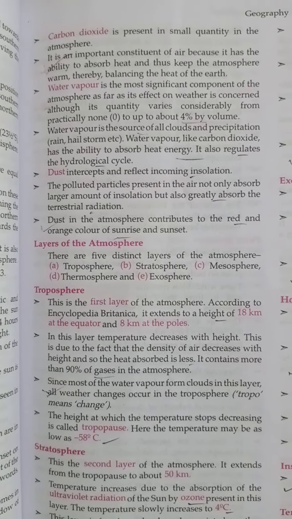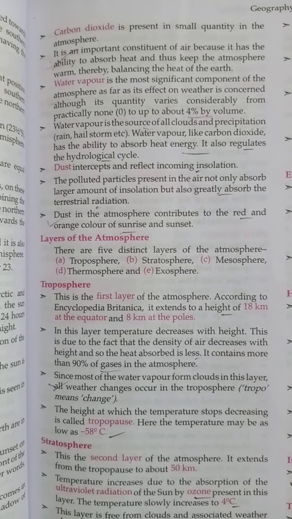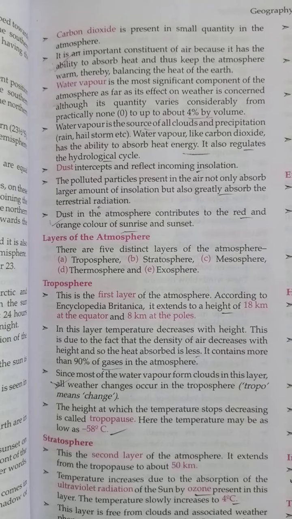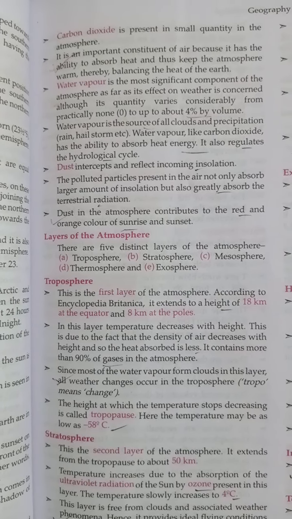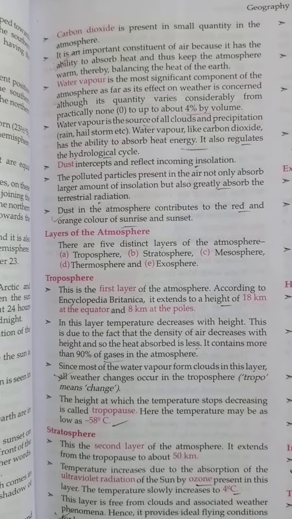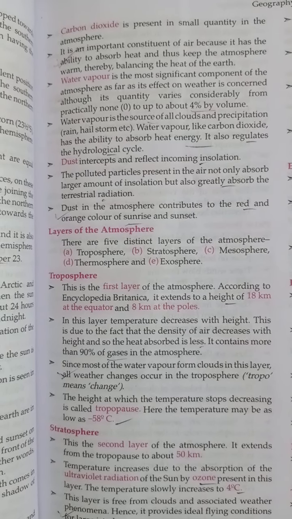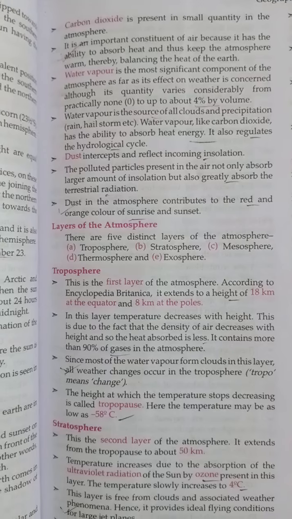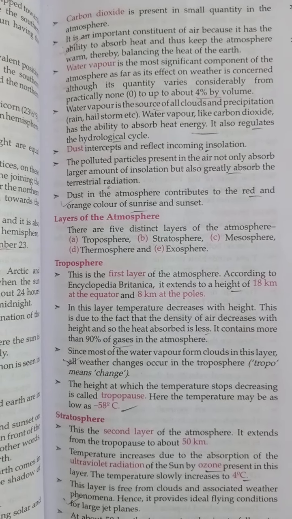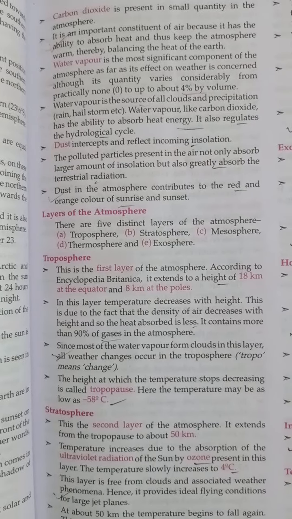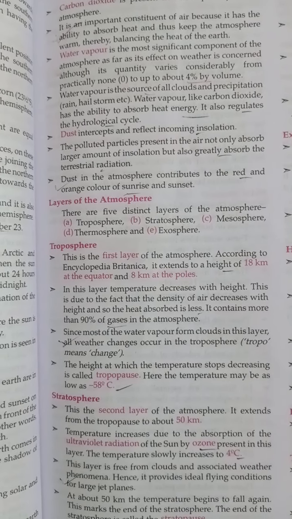Water vapor is the most significant component of the atmosphere as far as its effects on weather is concerned, although its quantity varies considerably from practically none, that is 0, to up to about 4% by volume. Water vapor is the source of all clouds and precipitation: rain, hail, storm, etc. Water vapor, like carbon dioxide, has the ability to absorb heat energy. It also regulates the hydrological cycles.